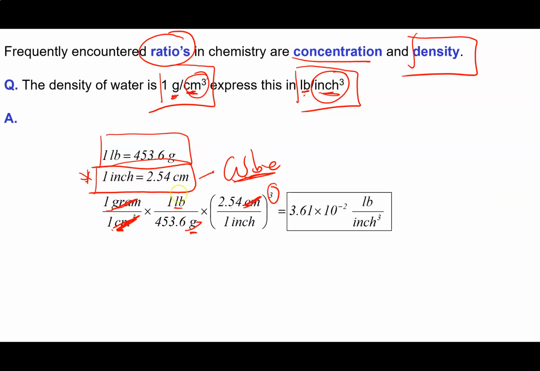So that's looking good. The only things that are left are my pounds and my inches cubed. So yes, that's going to give me pounds per inch cubed. And there's my answer. And yeah, that's it. That's how it works. All right. So that's a pretty complex kind of problem.